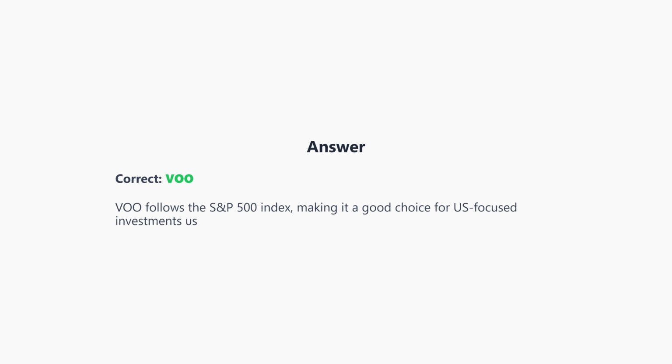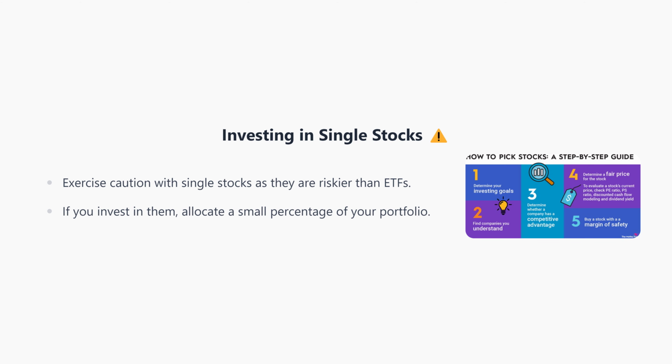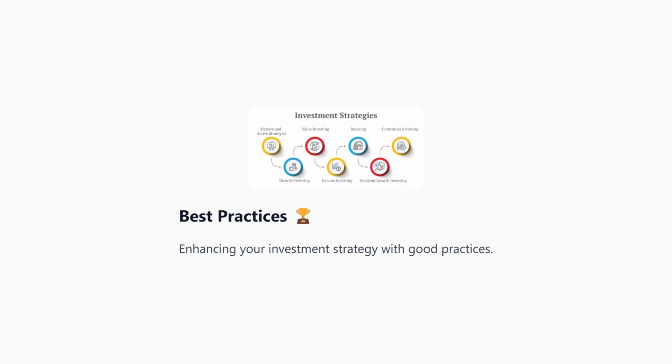The correct answer is VOO, which tracks the S&P 500 index and is a solid choice for US-focused investments. When investing in single stocks, it is recommended to exercise caution since they carry more risk compared to ETFs. If you do decide to invest in single stocks, keep it to a small percentage of your overall portfolio for safety. Let's explore some best practices that will help enhance your investment strategy.